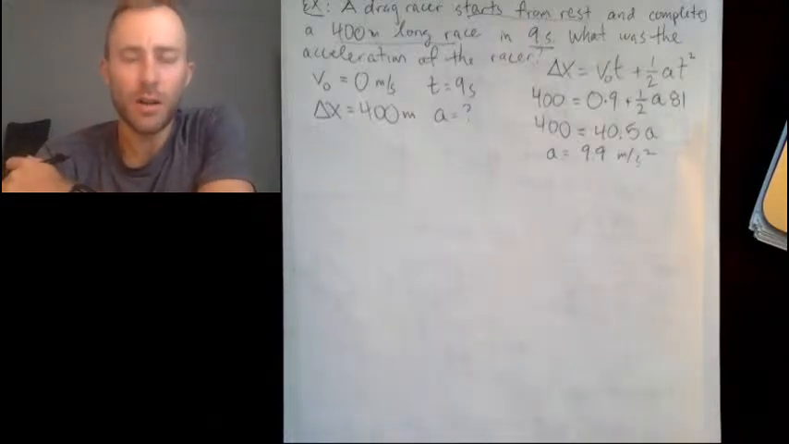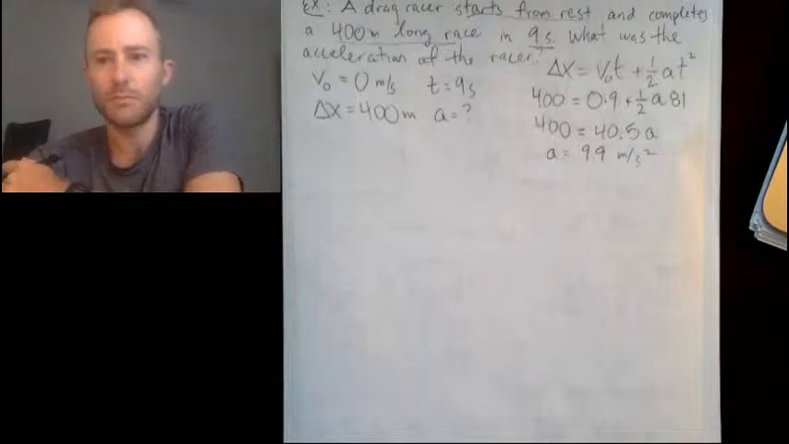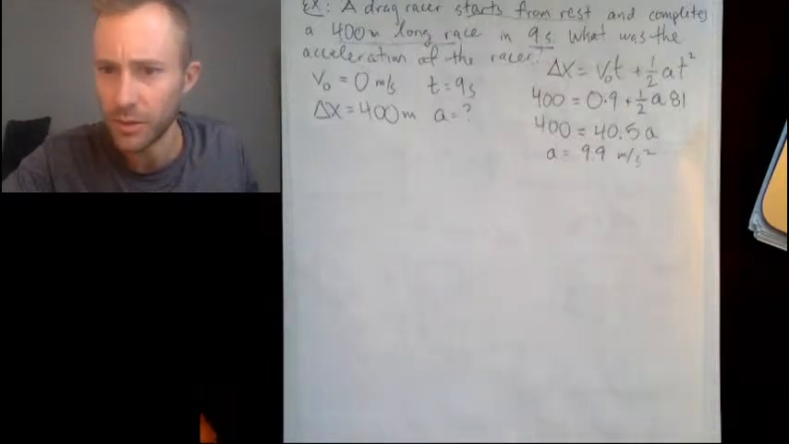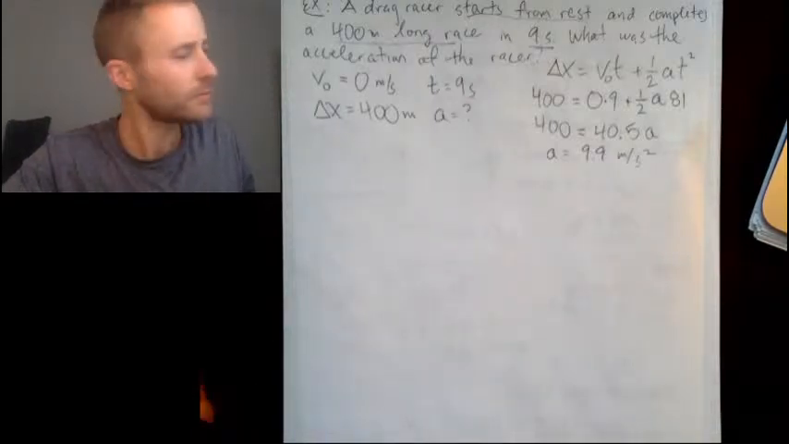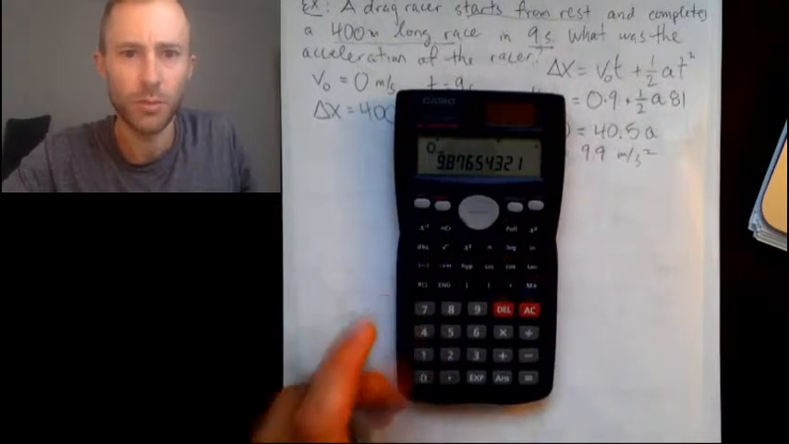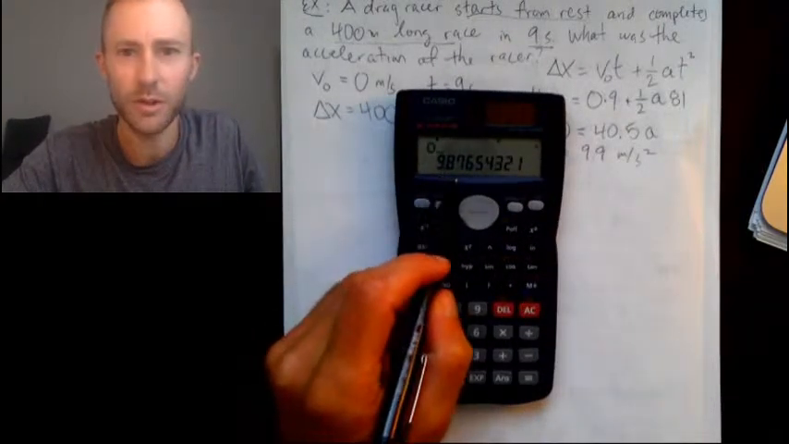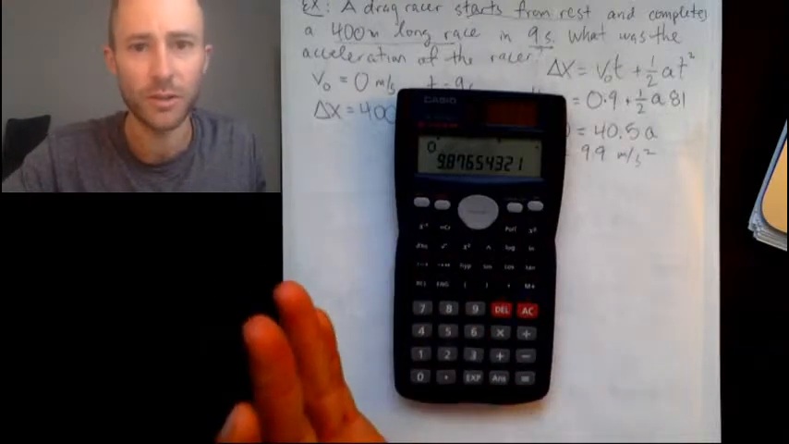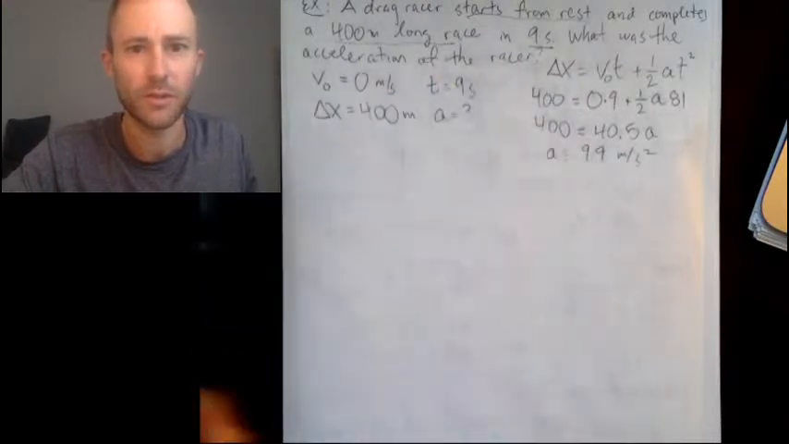I want to talk about what would happen. It was 9.87, so I rounded that to 9.9. I could have rounded it up to 10.0. I just chose to do two significant figures.